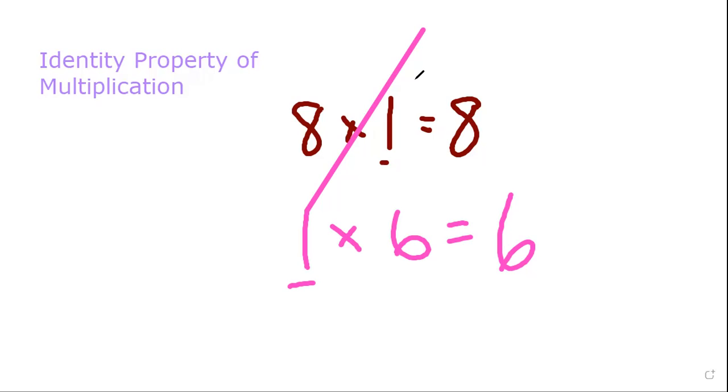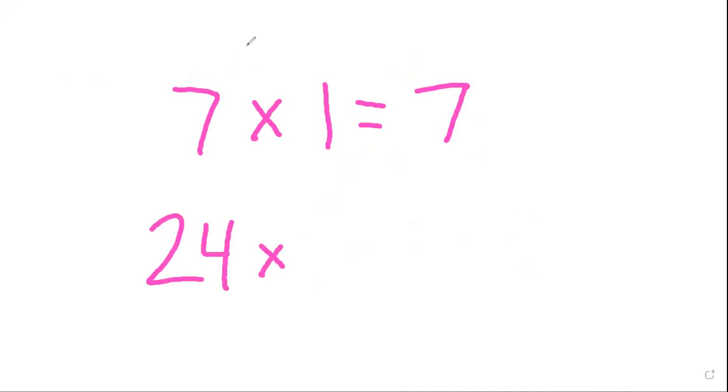Okay, so if I have the problem 7 times 1, what's my answer? 7, you're right, because I'm multiplying it by 1. What if I have 24 times 1? What's my answer? My answer is 24. Very good, because again, I'm multiplying it by 1. As long as I'm multiplying it by 1, my answer is always going to be that same number.